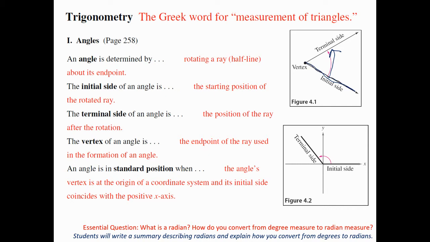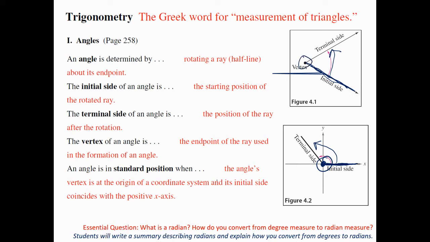So this right here is our starting position. Typically, we see that starting position on the x-axis. The terminal side is the position of the ray after the rotation. So after I've rotated this, that is what we call the terminal side. So the vertex is the endpoint of the ray used in the formation of the angle. So that point right here, that's the vertex, just like it shows there.